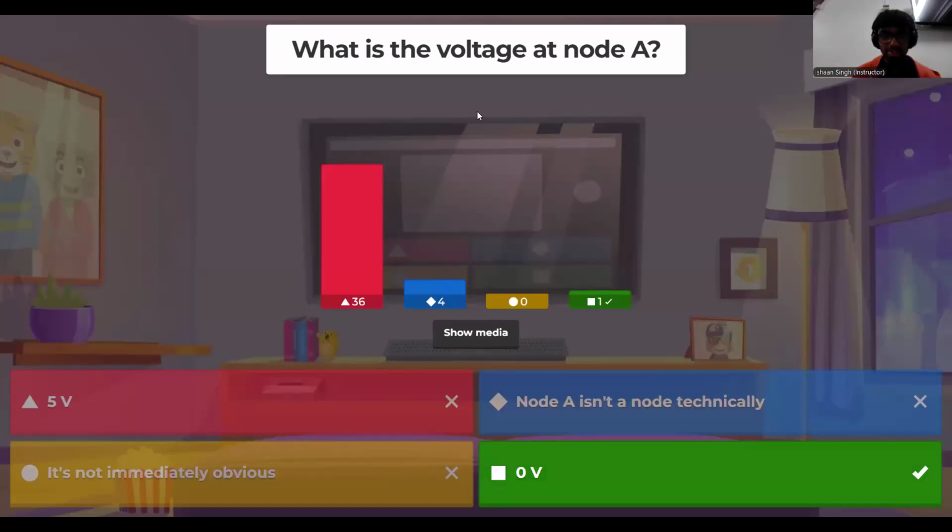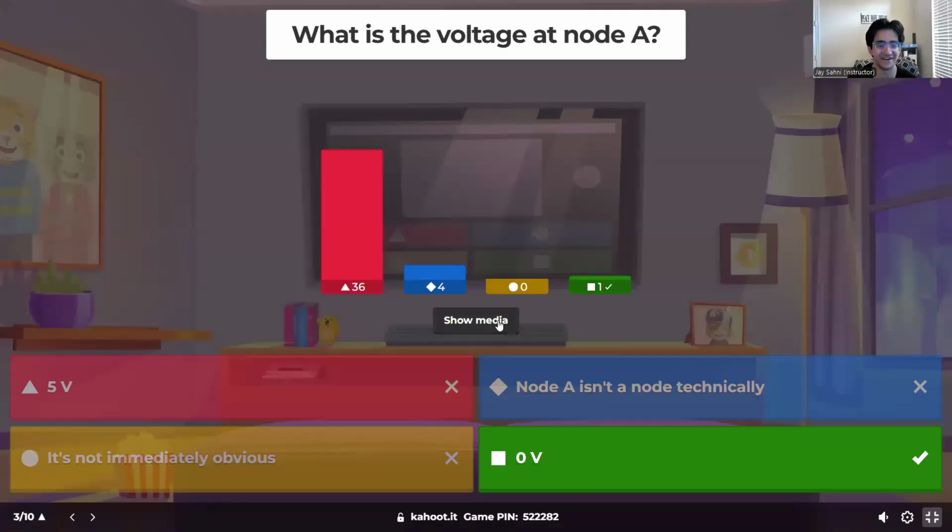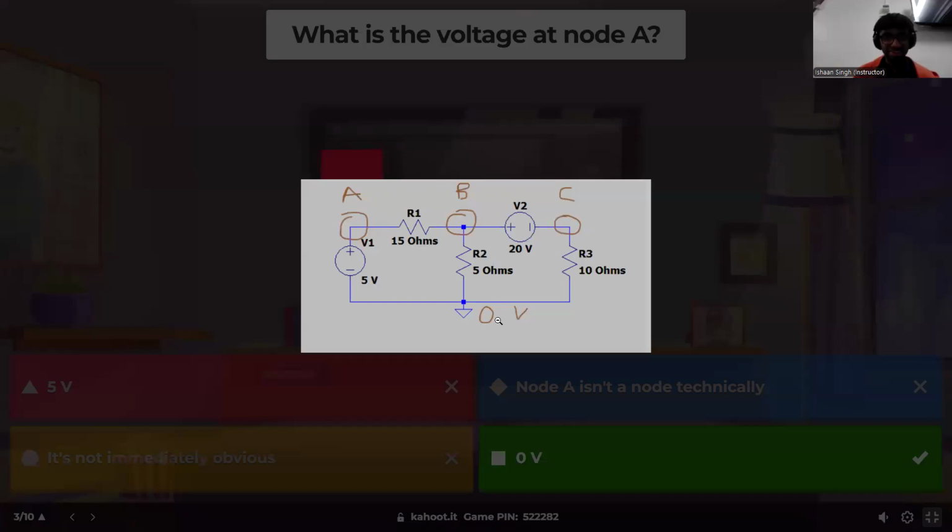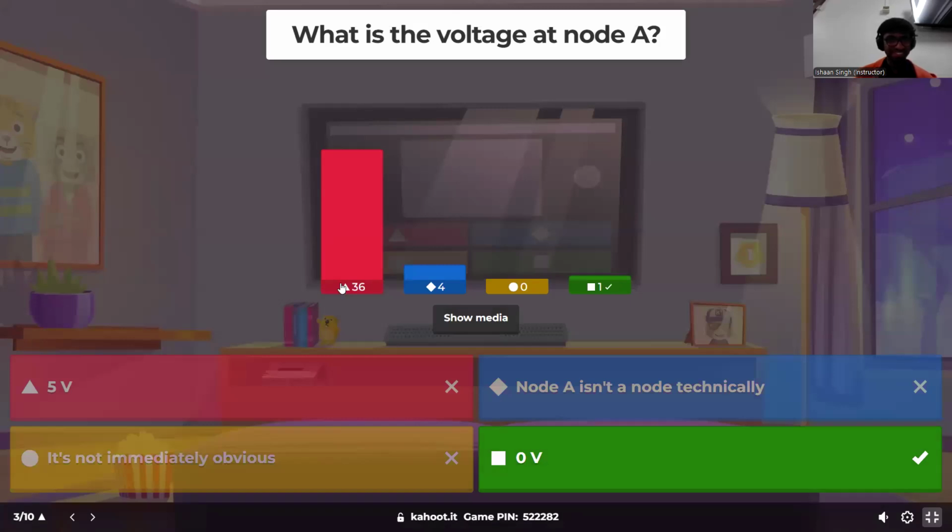That is not right. Okay, I think I just lied. It is 5 volts, guys. You got it right. It is indeed 5 volts. So someone was rewarded for saying 0 volts. We'll see who it was. I think I know who it was. That's my bad, guys. I haven't made a Kahoot in years, I'm not gonna lie.